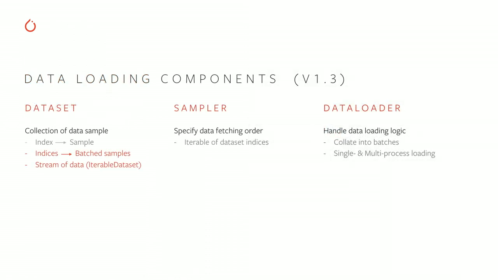Additionally, we noticed that there are many more types of datasets than just map-style datasets. In certain cases, you potentially want your dataset to be an infinite data stream, or even logs generated in real time. In these cases, you might not have a clear mapping from indices into data samples, but really you have a stream of data. So this is what we call an iterable dataset.